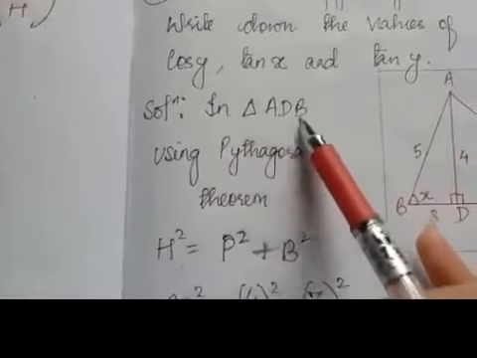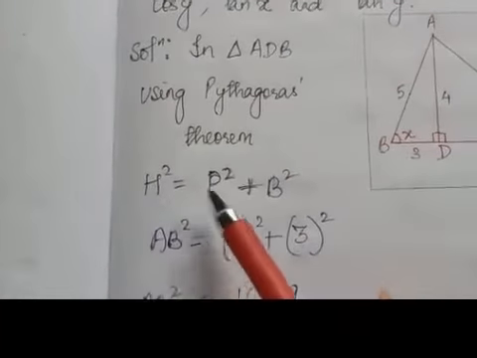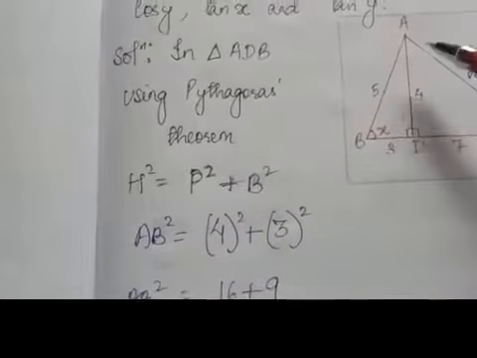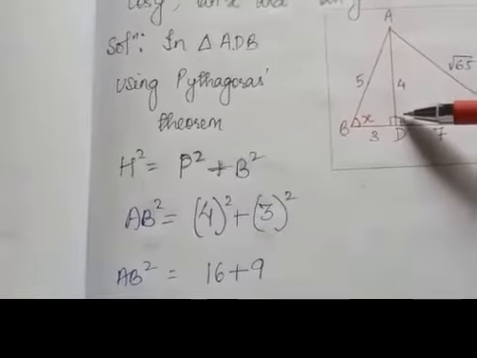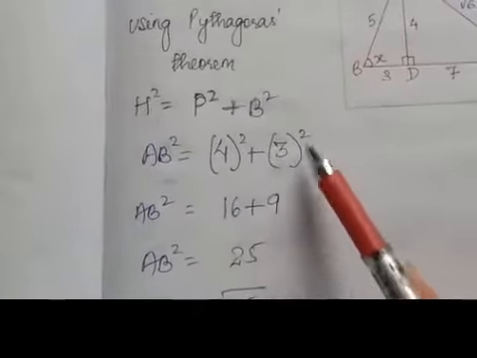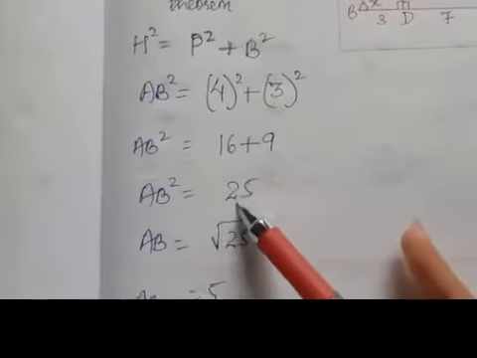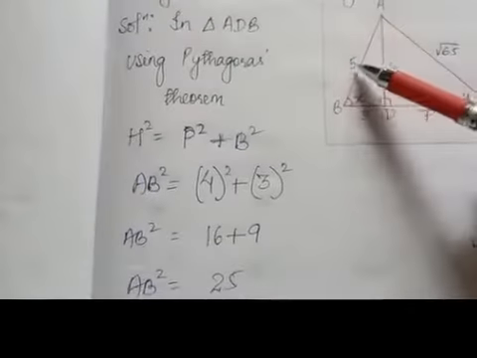So in triangle ADB, first we will consider ADB. We will use Pythagoras theorem. Hypotenuse square is equal to perpendicular square plus base square. So hypotenuse is AB. AB square is equal to perpendicular 4, 4 square plus 3 square. So 4 square is 16, 3 square is 9. 16 plus 9 is 25. AB square is equal to 25. AB is equal to root 25. Root 25 is 5. So the value of AB is 5.